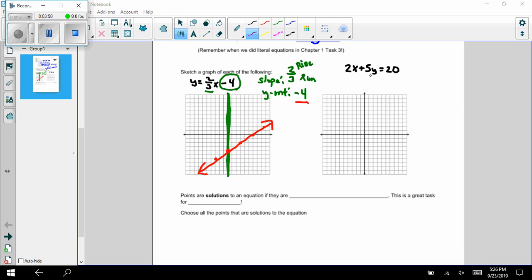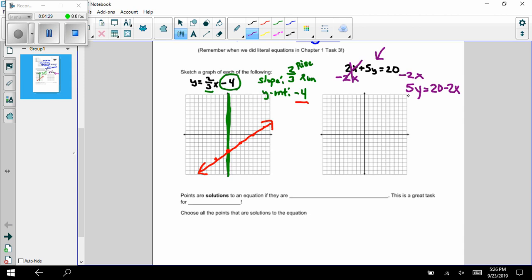This next example is not in slope-intercept form, so we're going to have to do some work. The whole goal here is to get y all by itself. When I take a look at it, 2x is being added to 5y. So there are going to be 2 steps to get y all by itself. First, I want to subtract the 2x from both sides. This guy cancels. I'm left with 20 minus 2x, and I'm just going to rewrite it so you can see it. 5y equals 20 minus 2x. I can't plug in my calculator 20 minus 2x. They are not alike, so I'm just going to put them side by side.